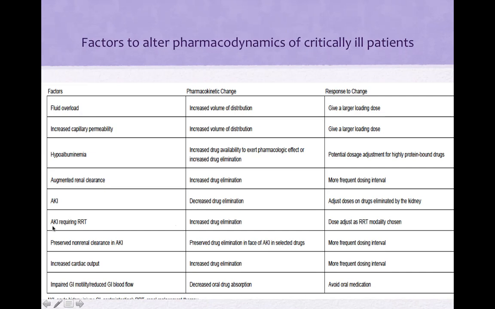In patients requiring RRT for AKI, the drug elimination is increased. So dose adjusted as per RRT modality has to be chosen. In patients with preserved non-renal clearance, there is preserved drug elimination in the face of AKI, so you need to give a more frequent drug dosing. In patients with increased cardiac output, there is obviously increased drug elimination, so you have to give a more frequent drug dosing. In patients with impaired GI motility or reduced GI blood flow, the drug absorption is decreased, especially when you give through the oral route. So you have to avoid the oral route of medications for such patients. So these are some things which we have to remember when we are dealing with the critically ill patients.